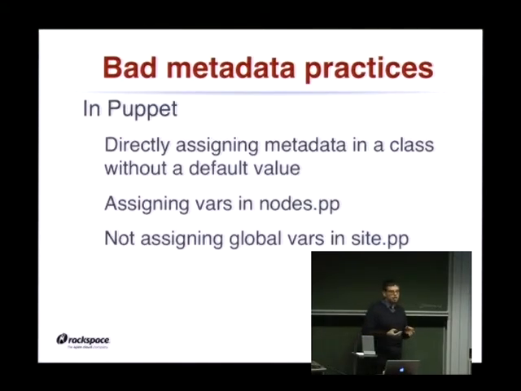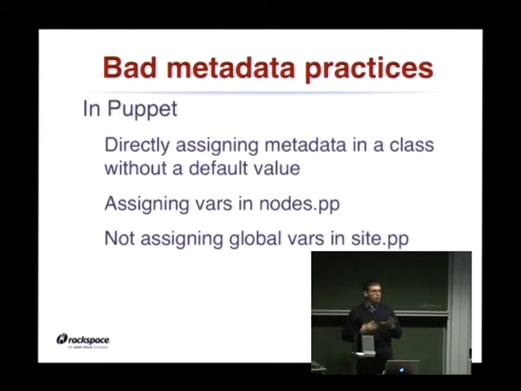So what kind of things shouldn't you do in Puppet? In Puppet, assigning metadata straight into a class without defining a default variable for it is always a bad thing to do. That means having the metadata inside your class itself, in the middle of it, and you don't know where that variable comes from, what the scope is.